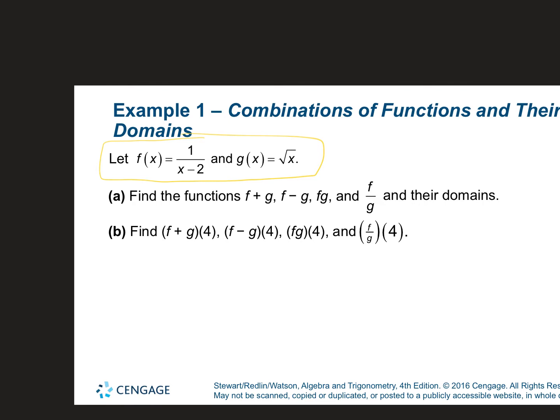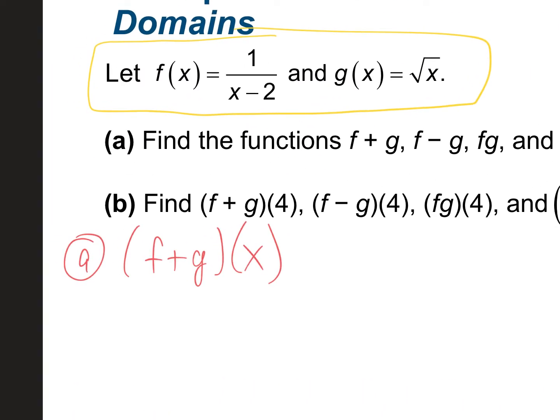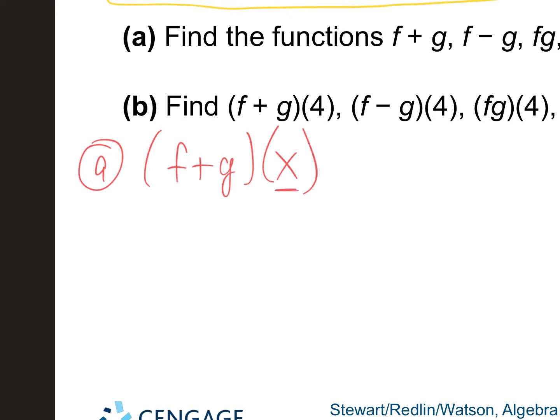If I look at letter A, it says f plus g. So f plus g of x. Do you guys see the difference between that f plus g of x and this f plus g of 4? When there is a number at the end, that just says, oh, for everywhere you see an x in this problem, plug in a 4. You're not multiplying anything by 4. They're telling you to replace the x with the 4. In letter A, they're telling you to leave your answer in terms of x. That means you should have an x in your answer.